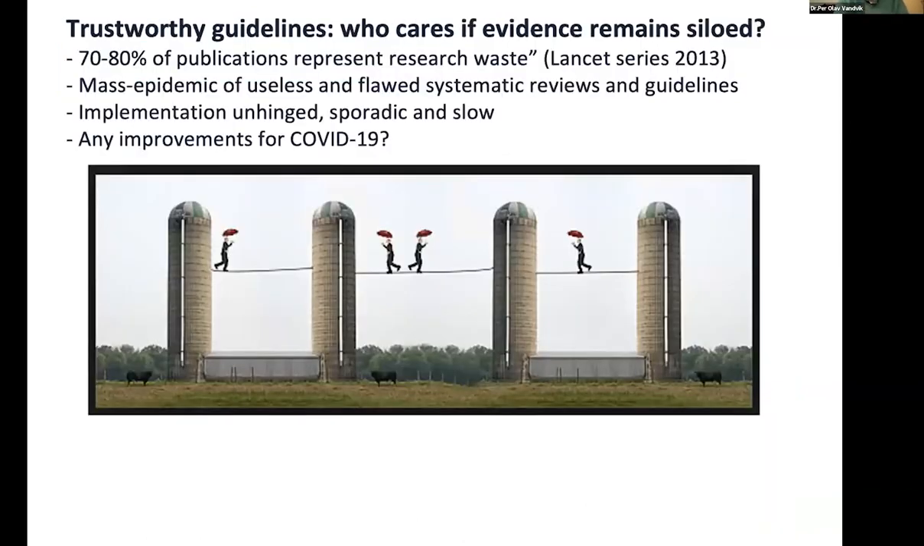Now, we were quite happy with having developed MAGICapp in 2013, but we quickly realized that guidelines don't really matter if they don't have an impact. And evidence at that time largely remained siloed, and I think that's still the case. We have the additional problems of most research representing waste, as nicely shown in the Lancet series in 2013. There's a mass epidemic of useless and flawed systematic reviews and guidelines, nicely shown by John Ioannidis in some disturbing papers he's written.